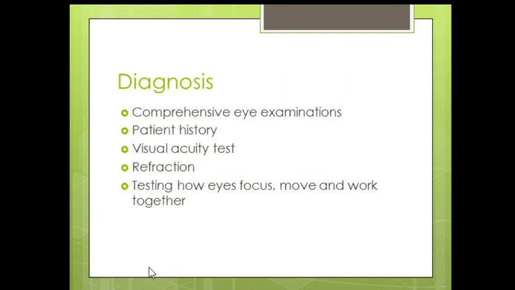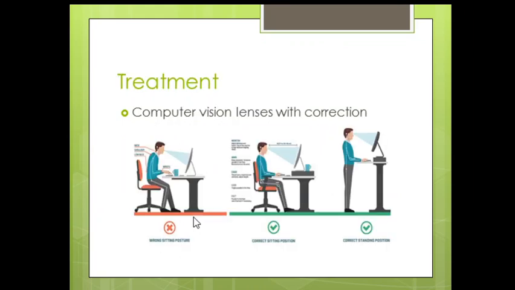So how to diagnose computer vision syndrome? We'll discuss stepwise what steps are to be followed to diagnose it. Comprehensive eye examinations have to be done. Patient history is very important. Visual acuity test, refraction, and testing how the eyes focus, move, and work together. And now we'll move to the treatment part.